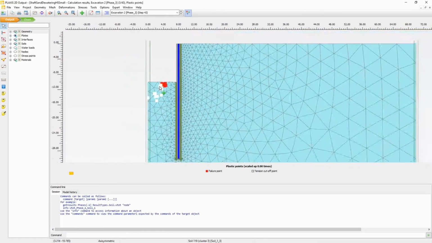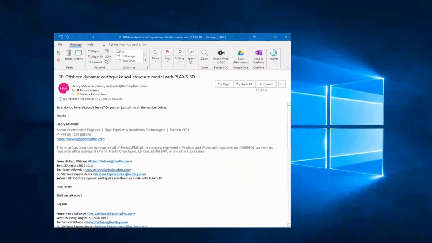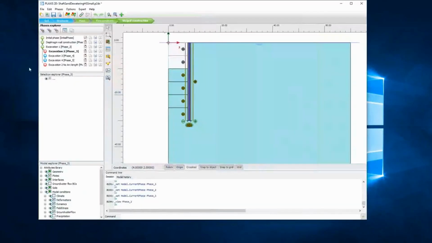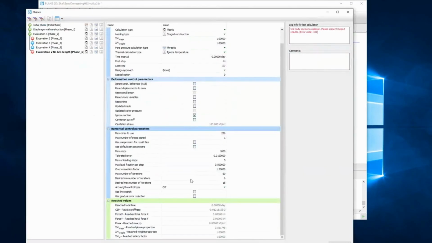Well, we know that something is going on here, but it's not yet clear enough for me. And this is the reason why I have recreated that additional phase here, which is exactly the same as this one, with the only difference that I do not have the arc length control on. You see, it's off.